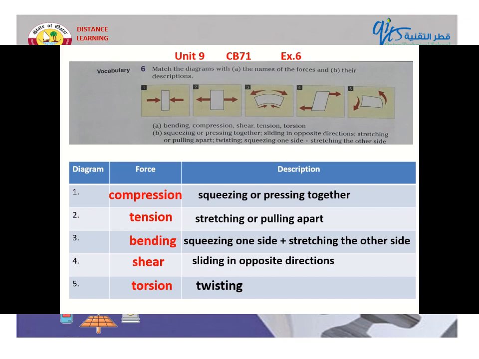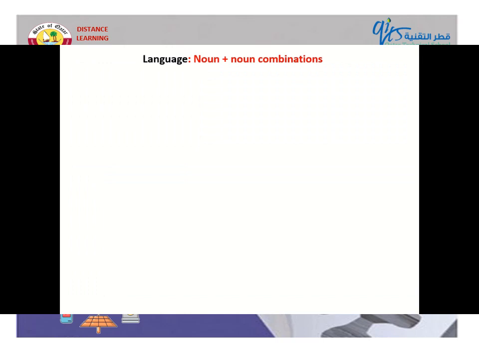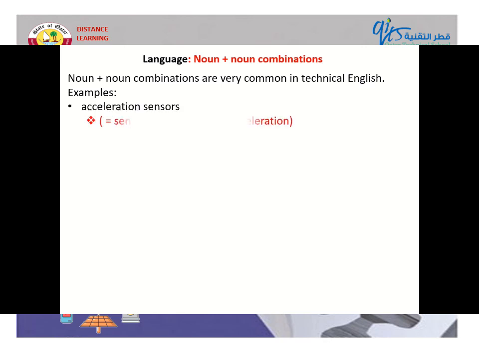Very good. Now, let's move on to the language we'll discuss in this lesson. It is noun plus noun combinations. This is when we combine nouns to form a compound noun. They are very common in technical English. For example, acceleration sensors, sensors which measure acceleration.